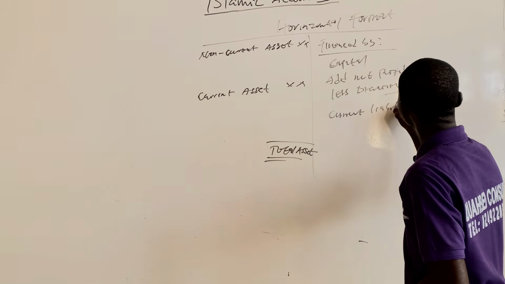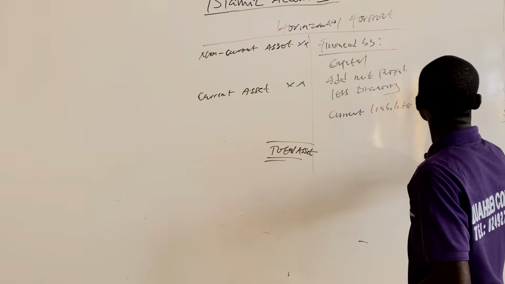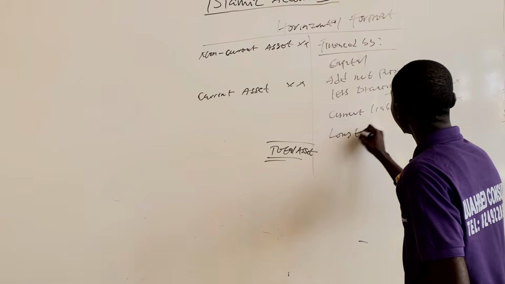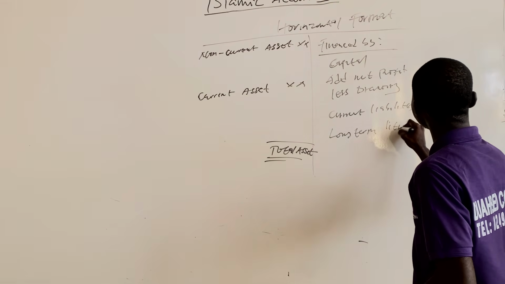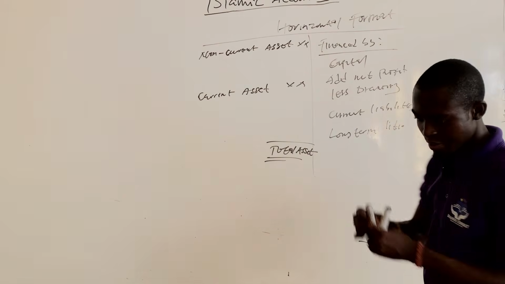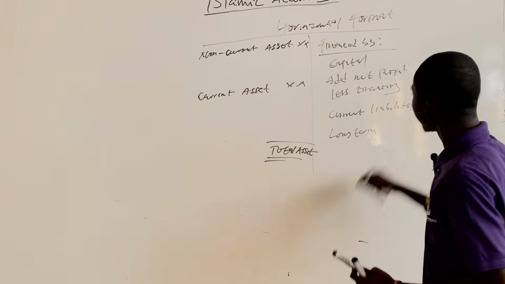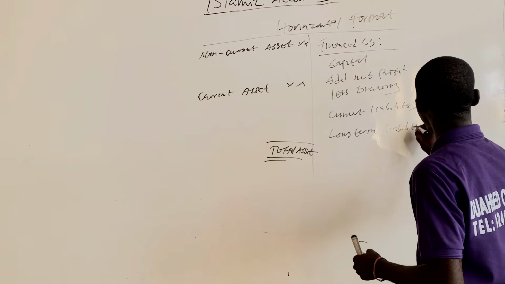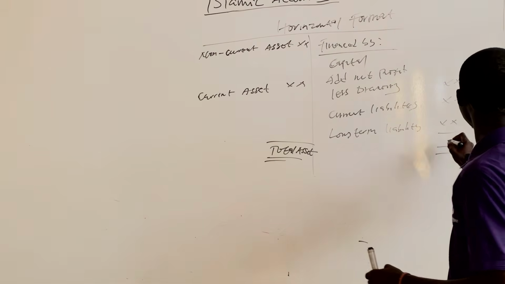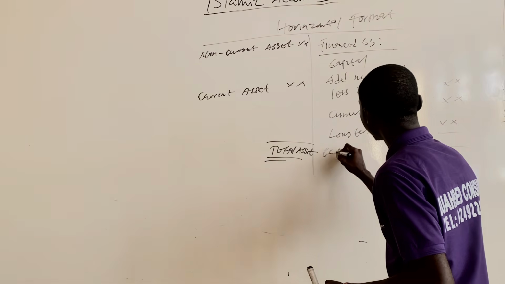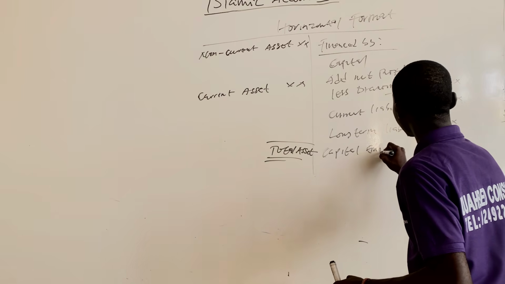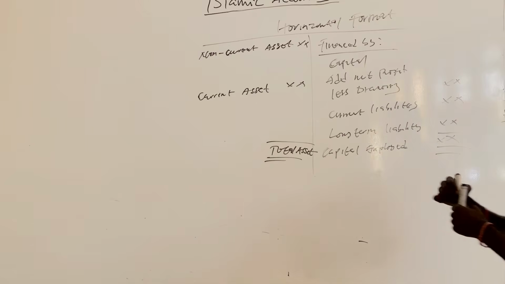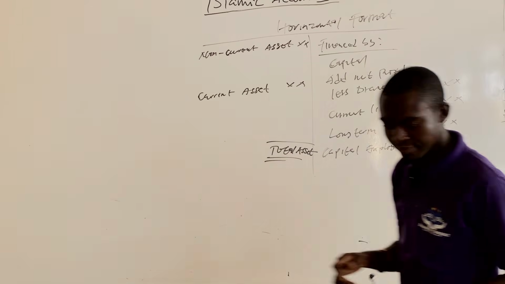After that, you record your current liabilities, and then the long term liability. Then this will give you the capital employed. That's the horizontal format.